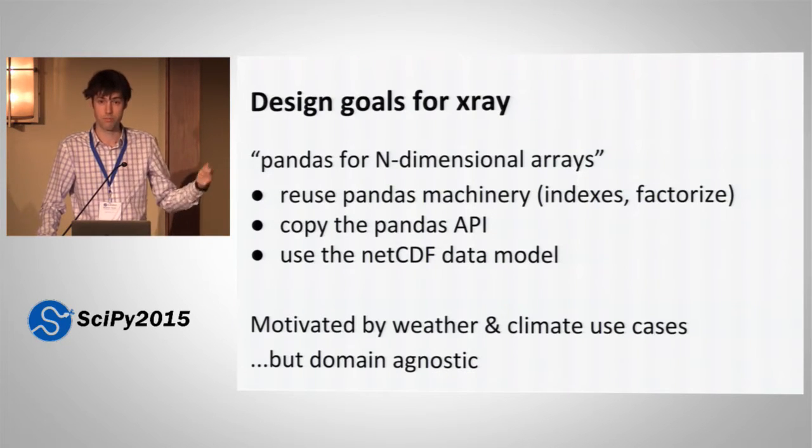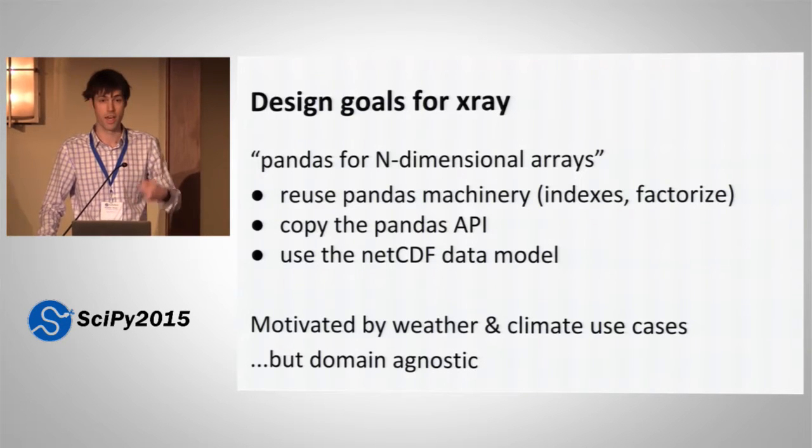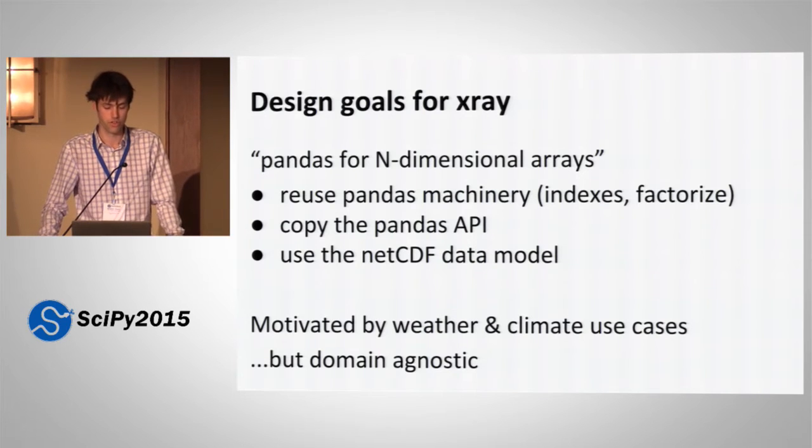We reuse the pandas machinery. There's a lot of awesome things in pandas that it does really well, especially indexes and factorizing. Pandas is really fast. We want to build on that. And we also want to have a familiar API for people who know pandas. So the API is based on pandas, and we copy a lot of their design decisions.